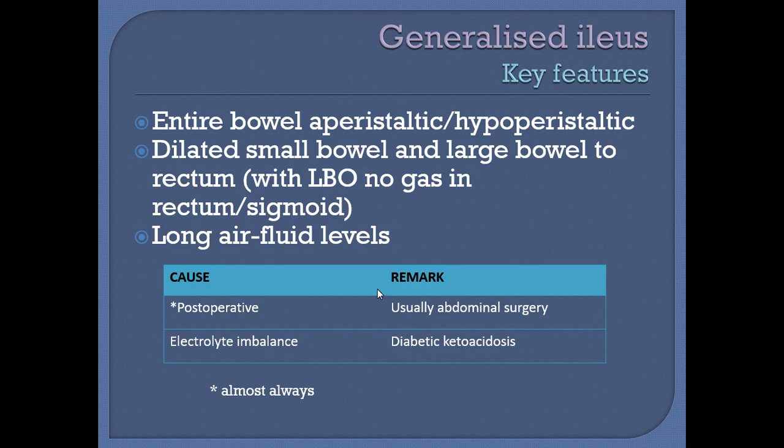Generalized ileus is when the entire bowel loops are aperistaltic or hypoperistaltic. There is dilated small and large bowel to the rectum; unlike large bowel obstruction, there is gas in the rectum or sigmoid, and long air fluid levels. It can be seen in the post-operative period, usually after abdominal surgeries, even within 1 or 2 days, and due to electrolyte imbalance, like in ketoacidosis, or in patients with excessive vomiting, diarrhea or gastroenteritis.